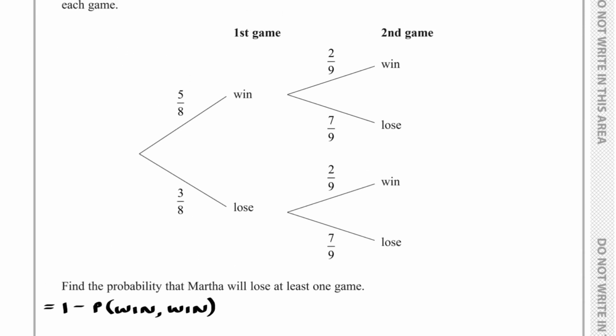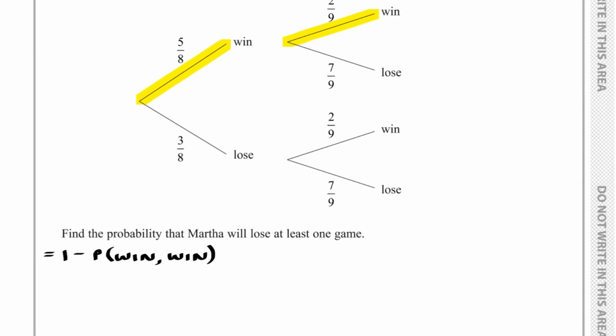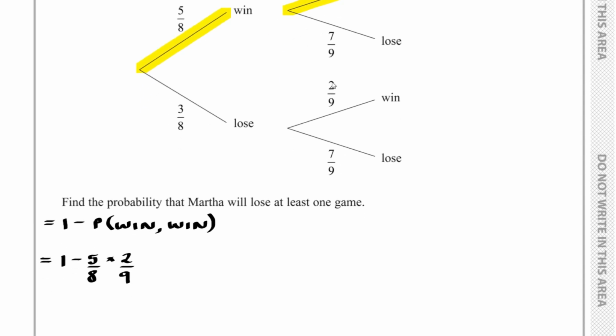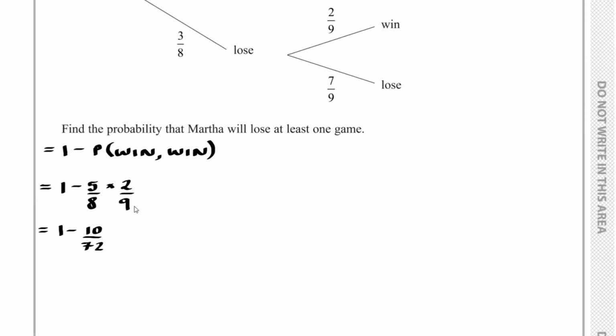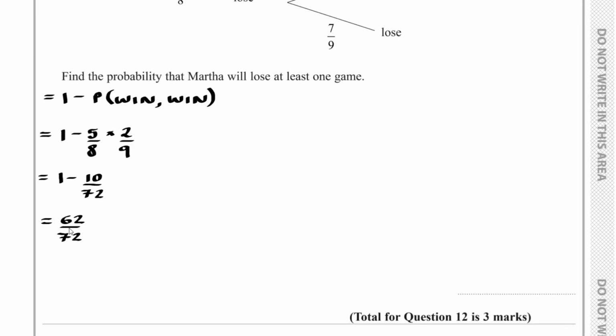So the probability that she wins the game twice, we've got to consider winning in the first game and winning in the second game. So we have 1 subtract 5/8 multiplied by 2/9. This is the same as 1 subtract 10 over 72, which is 62 over 72. And it turns out we get 31 over 36. And so therefore the probability that we will lose at least one game is 31 over 36.